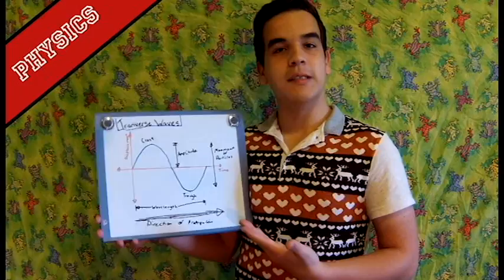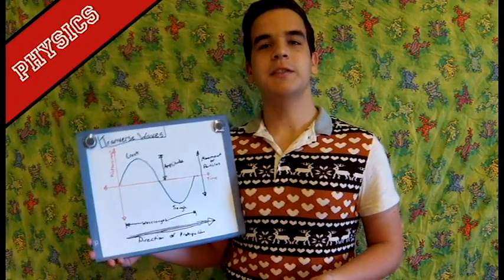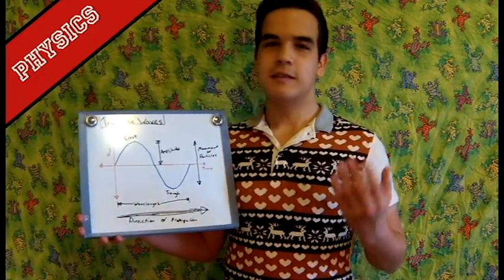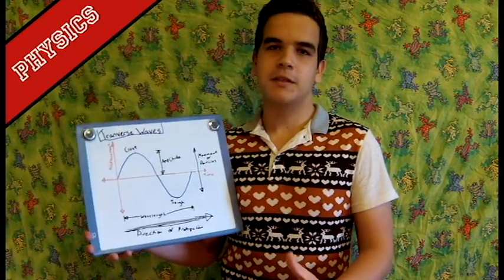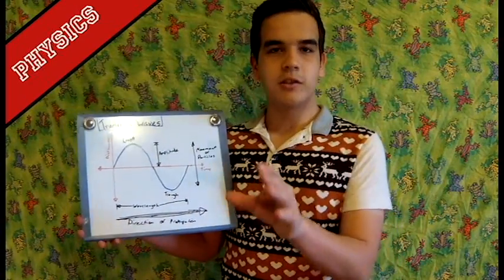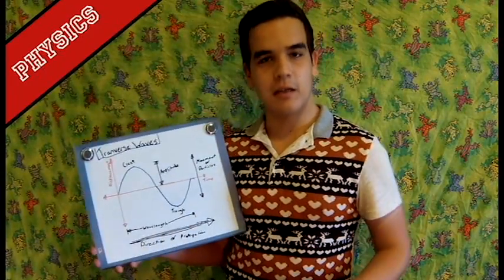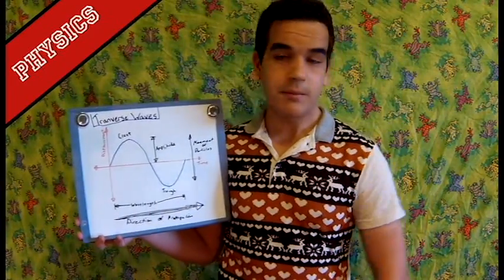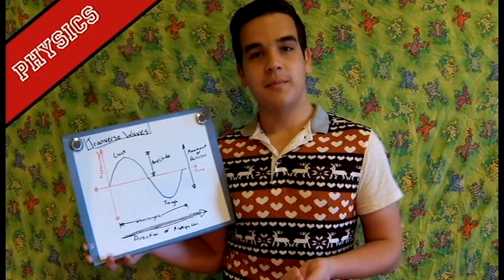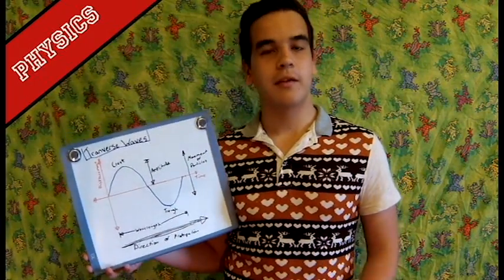One place you'll see transverse waves is on a cathode ray oscilloscope, which allows us to see sound. It converts the longitudinal wave of sound into a transverse wave that we can easily look at and analyze. A very important example of a transverse wave is electromagnetic radiation, but we'll go through that in a later video.